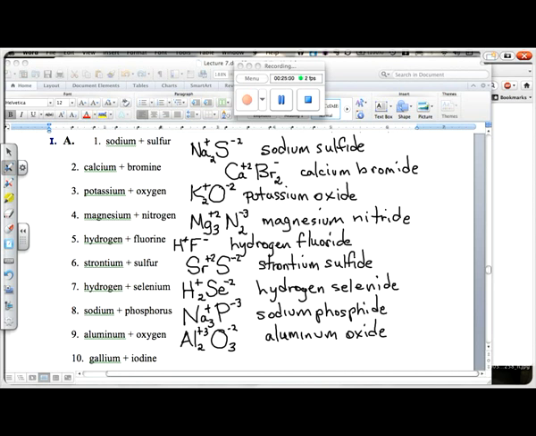Okay, gallium, same group as aluminum. It is a metal. It's a metal that actually will melt in your hand. It's got such a low melting point. 3 valence electrons, loses them, positive 3. Iodine, nonmetal, group 7, 7 valence electrons, gains 1 to make 8. So I need 3 of those negative 1s to cancel out the positive 3, and it's gallium iodide.